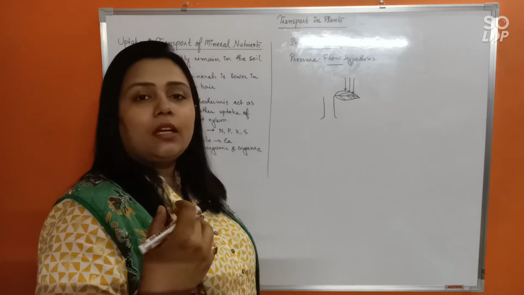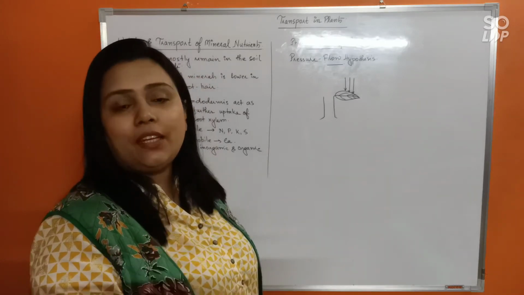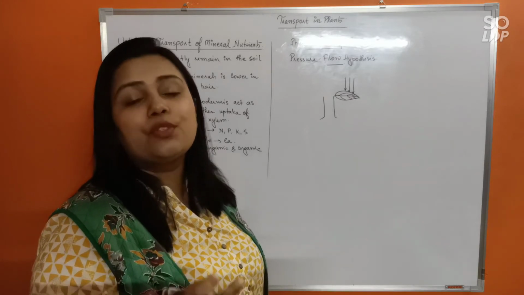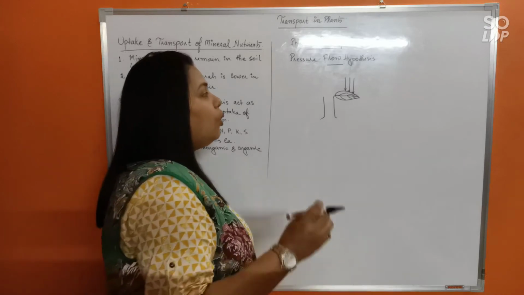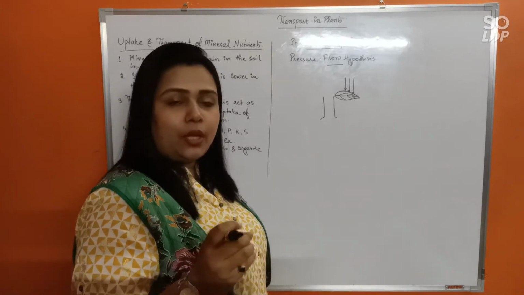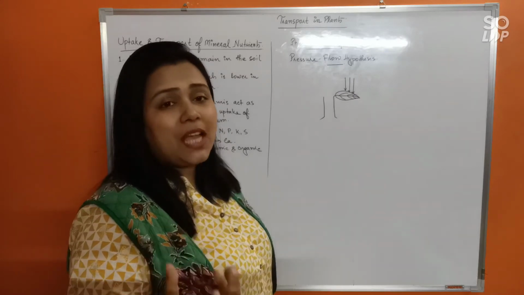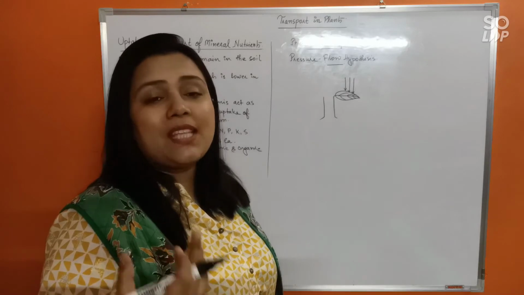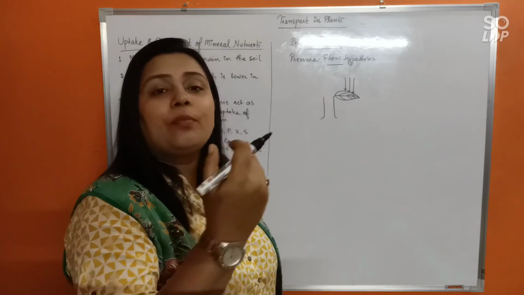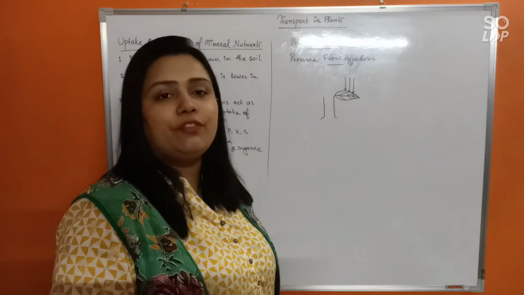As soon as sugar is formed in the mesophyll cells, the sugar would be actively transported into the sieve tubes through companion cells. Alright, understood this? Once that happens, in the sieve tubes the sugar content becomes high, the solute concentration becomes high. So when solute becomes high, what would happen? From the nearby xylem, water would get inside the sieve tubes.